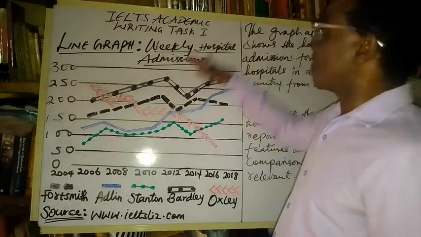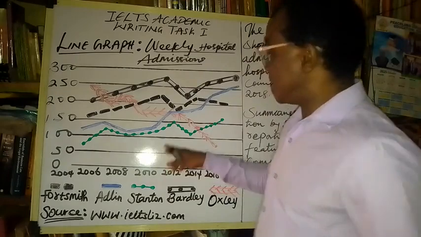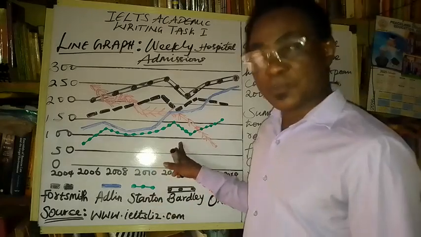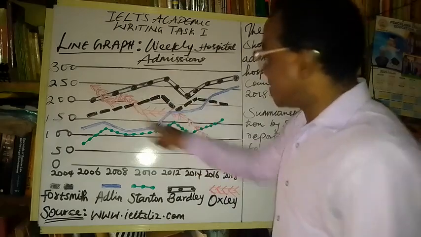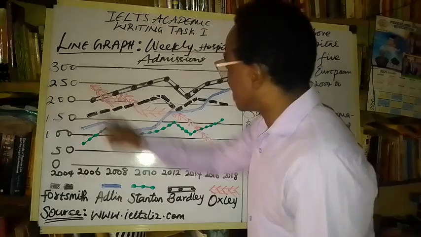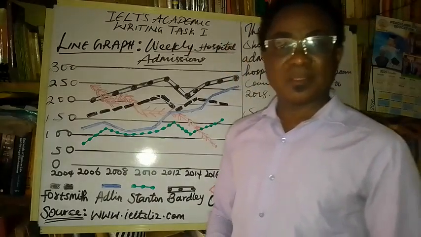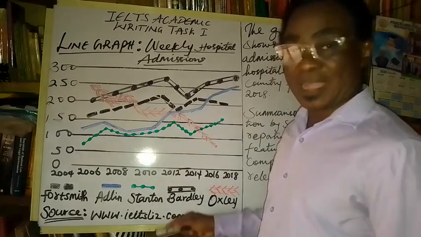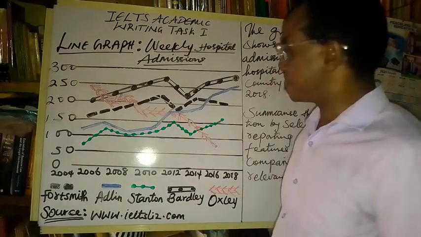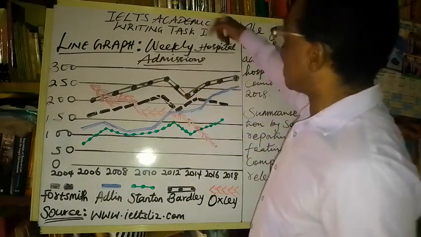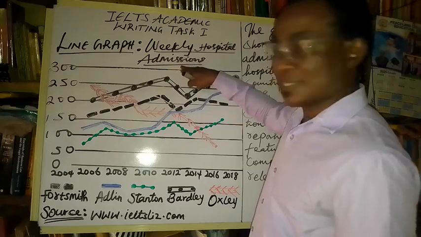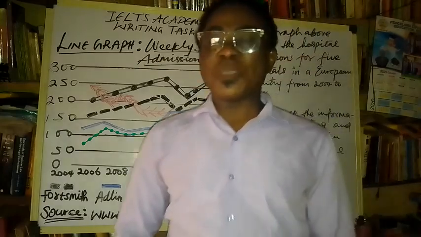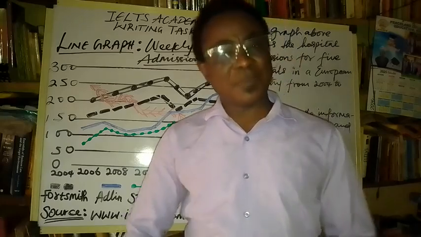Let us take a look at what we have here. It is an example of a line graph. You can also call it a multiple line graph. Because the lines are many, they are multiple, you can call these lines curves. A multiple curve graph. How many curves do we have here, our lines? There are 5 of them. And it is about weekly hospital admissions. Weekly hospital admissions.